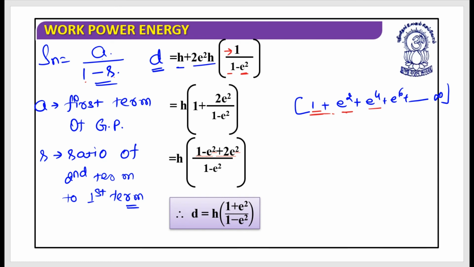So let's just try to solve it. If I solve it, it's h plus 2e square upon 1 minus e square, and if I take the LCM, I can have h into bracket 1 minus e square plus 2e square. So minus e square plus 2e square, only the 1 plus e square will remain, and this is the distance: h into bracket 1 plus e square upon 1 minus e square.